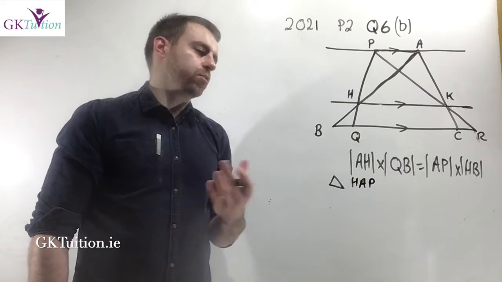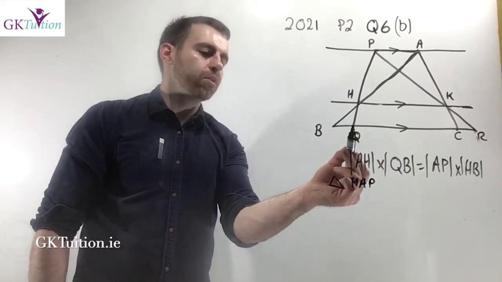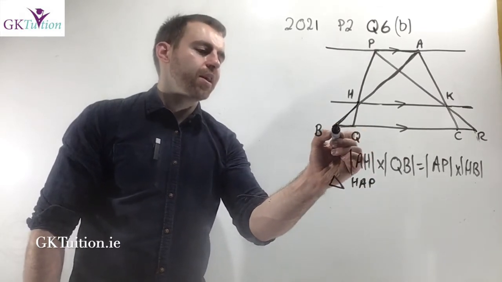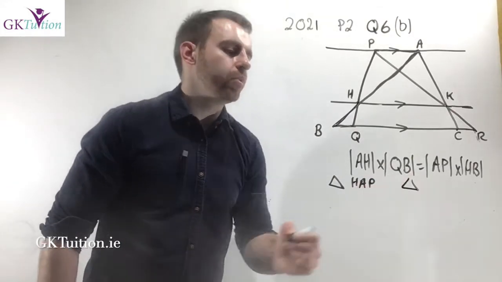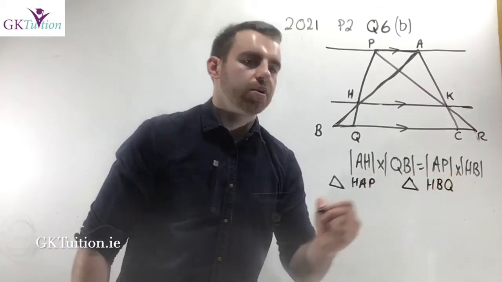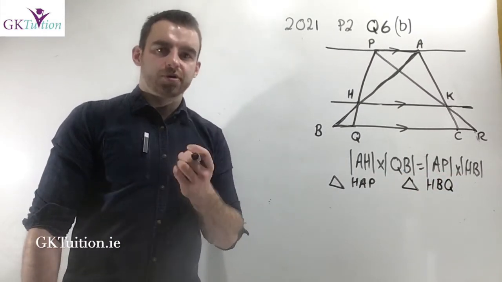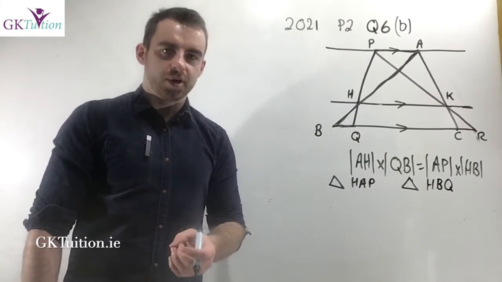Now let's look at the other ones with the B's in it. I also am concerned with QB, which is this distance, and HB, which is this distance. Again, there's only one possible triangle that could be relevant here. The other triangle that we need to concern ourselves with is the triangle HBQ. Now, these two triangles are similar triangles. So the next thing we're going to do is prove that the triangles are similar.